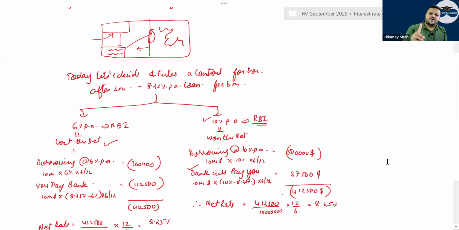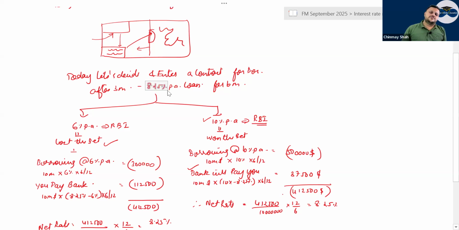You have a contract to borrow at 8.25. But what does the bank say? We have RBI guidelines. RBI says if the market rate is 10%, borrowing will happen at 10%. But we understand you have won the bet. We will pay you back the difference amount. Correct or not? Have a look. Payment and received. So you see?